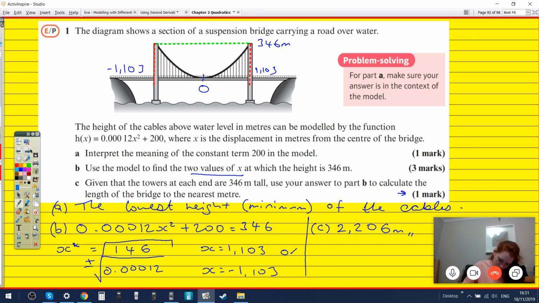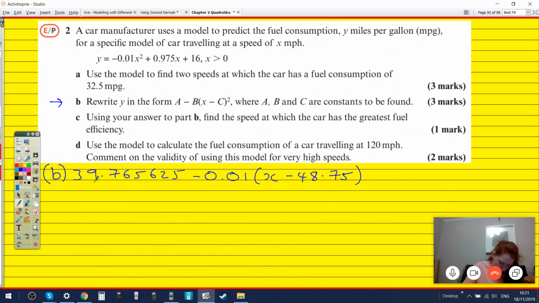How are you getting on there? So I've got it to bring the x out to the side. So it's negative 0.01, then the square bracket, then a bracket x minus 97 over 2, and that's squared.